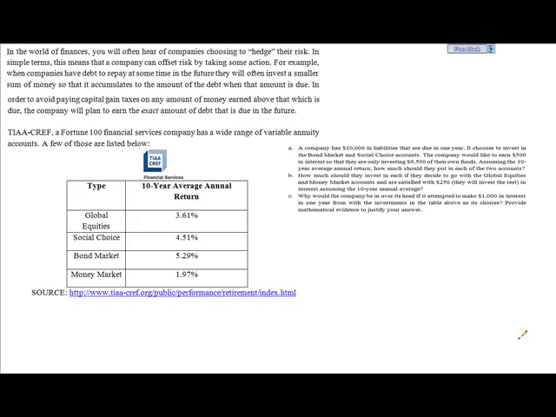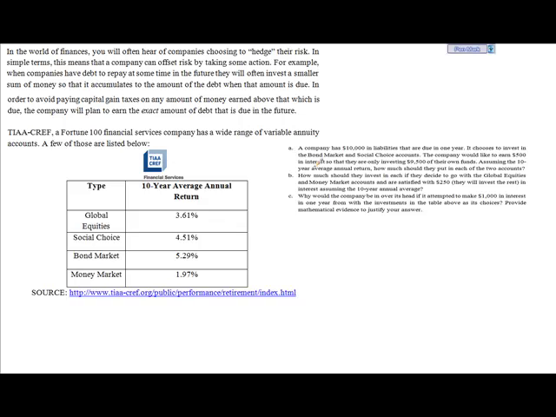So in this problem, we're taking a look at a series of possible investments, and we want to be able to make an appropriate investment decision. Now, of course, it's easy to say just put all the money in the highest earning account, but sometimes it's important to diversify your funds.